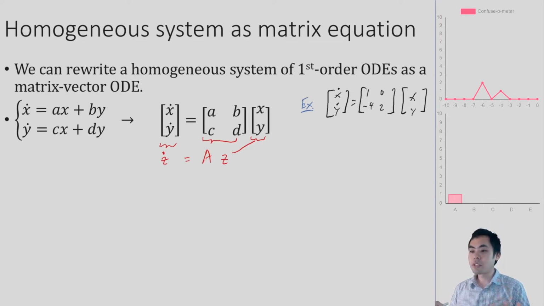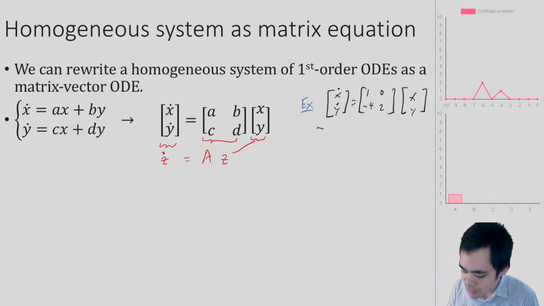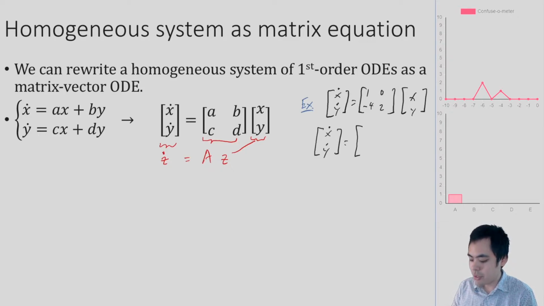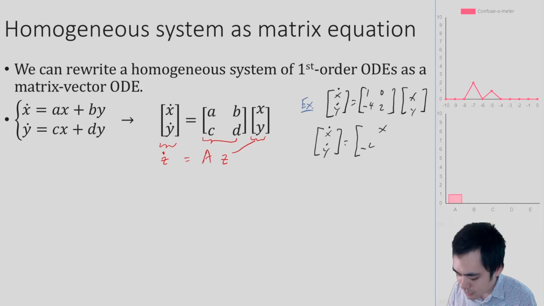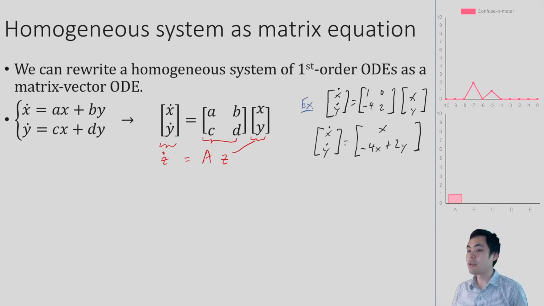And of course, since this is matrix multiplication, when you rewrite this out, this is basically just saying (x dot, y dot) is equal to, well, what is this vector? This is 1 times x plus 0 times y, that's x. And the bottom is minus 4 times x plus 2 times y. Okay, so we've taken a system of equations and we converted them into a single matrix. So this is sort of like the matrices that we converted systems of linear equations into, except now the system of equations defines an ordinary differential equation. So basically, we can rewrite homogeneous first-order ODEs as just a matrix vector ODE.